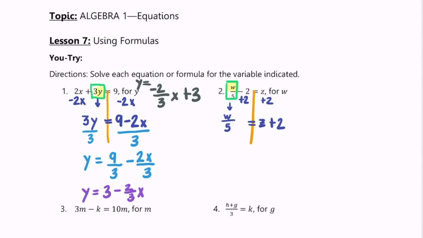And now last but not least, how do I get rid of dividing w by 5? I multiply it by 5. And now here's the thing, because I have 2 terms on that right-hand side, that becomes a quantity. So you want to make sure you put parentheses around that. So that's going to give us w equals z plus 2 and then times 5. And you could put that 5 in the front or in the back, but what's important is that there's no sign in between the parentheses and the 5.